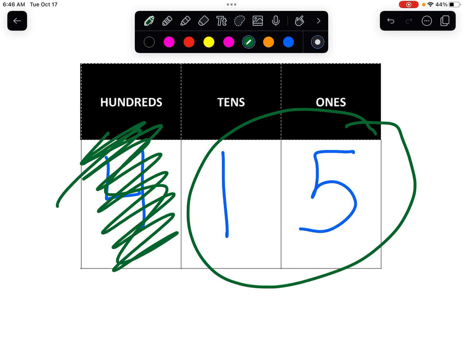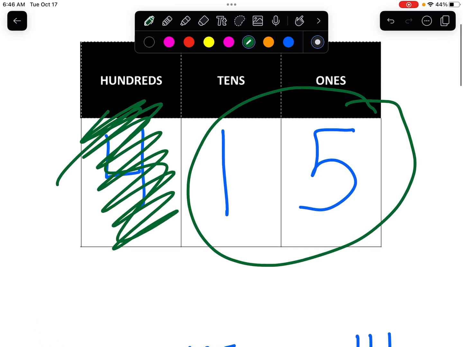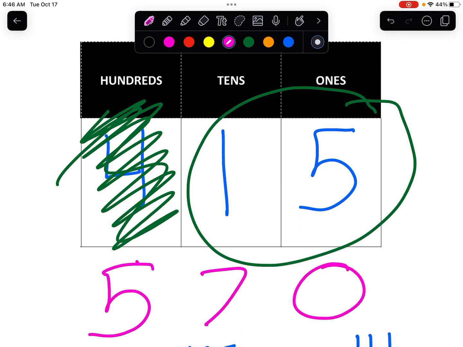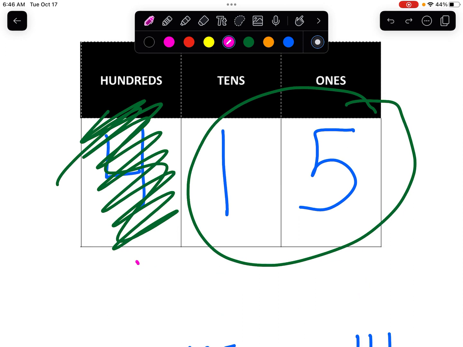And then basically what you're going to do is if there's a number in front of it, let's say it's a 5. You can say 515. We could say 525. You could say 570. So as you can see, all we're doing is saying 5, then we're adding 100, and then we're saying the number next to it. And that's how we say numbers in the hundreds.